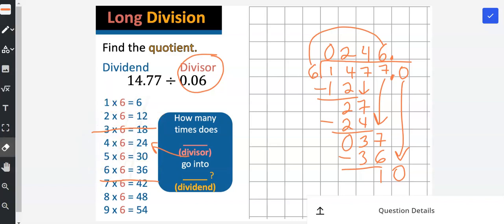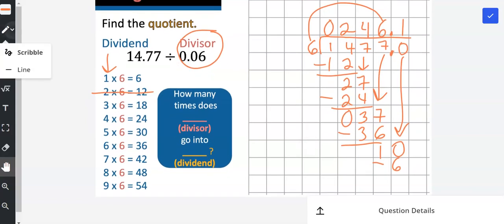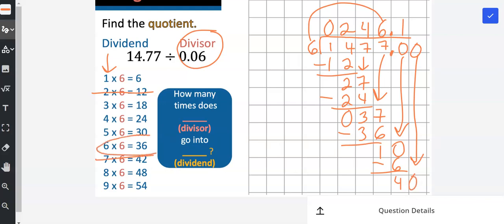Well, this is getting a bit messy over here. Okay, 6 goes into 10. Well, 12 is too much. So we're going to use 1 six. 1 times 6, mommy multiply, is 6. Sister subtract, and 10 minus 6 is 4. And then I need to bring down a 0. 6 goes into 40. Well, 42 is too much, so I'll use 36. So 6 sixes gives me 36.